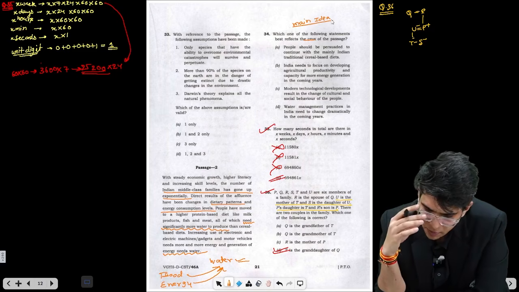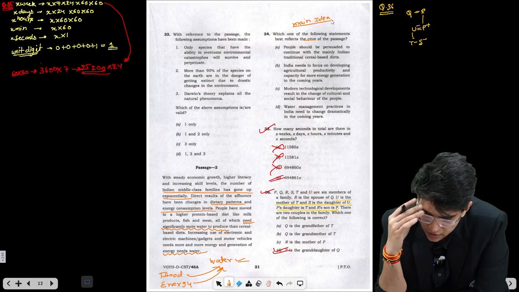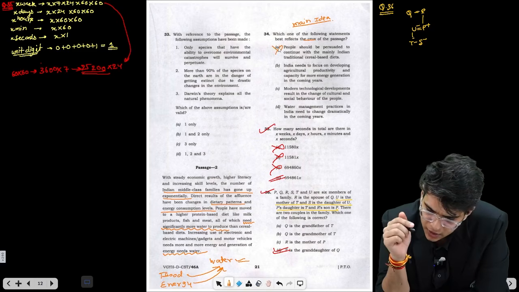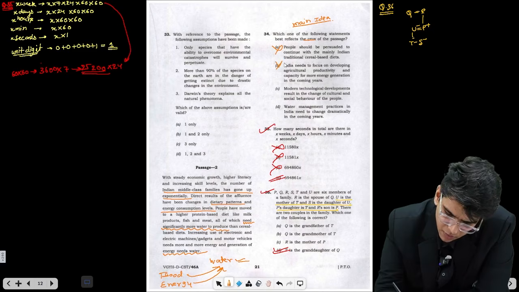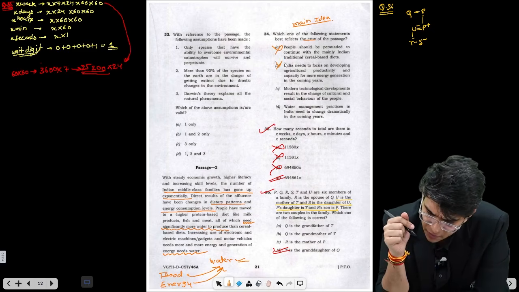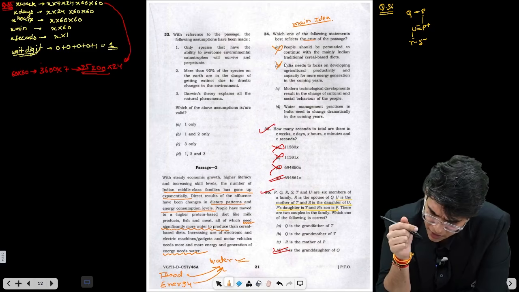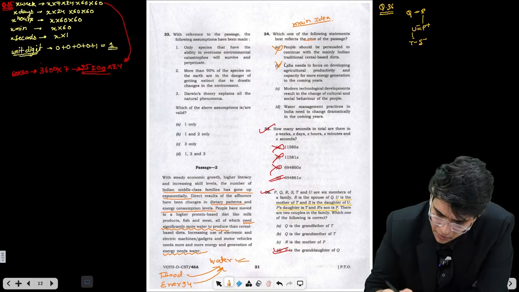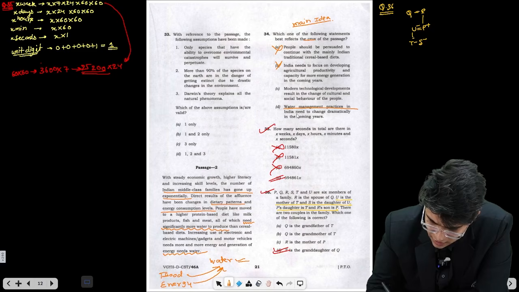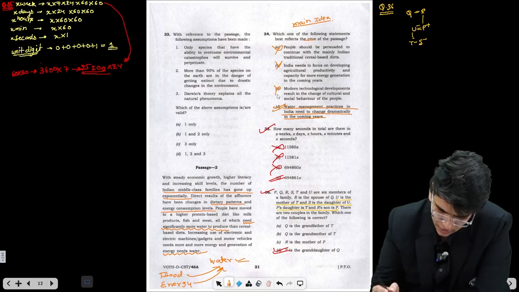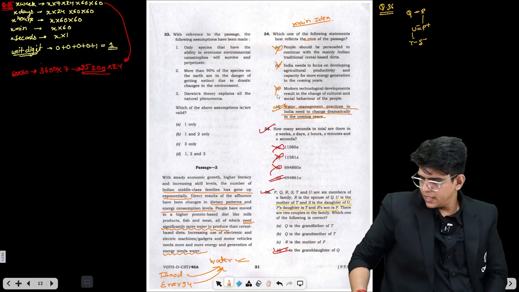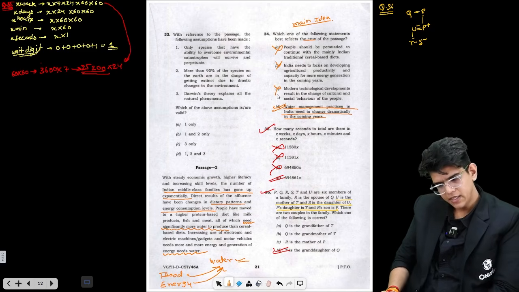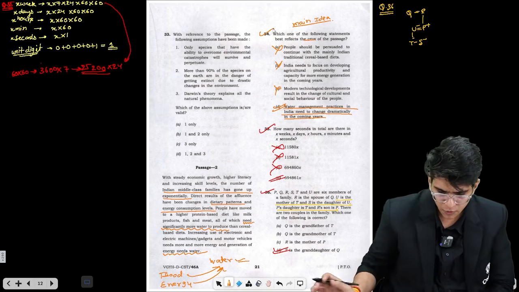Here, people should be persuaded to continue with the mainly Indian traditional. No. India needs to focus on developing agricultural productivity and capacity for more. So this is not the problem. Modern technological development results in change in cultural and social behavior. This is not the main point. The main point is water management practices in India need to change dramatically in coming years. Okay, right? So option D. Done.